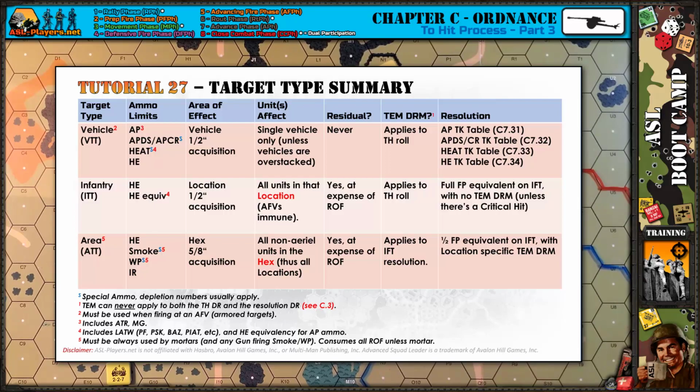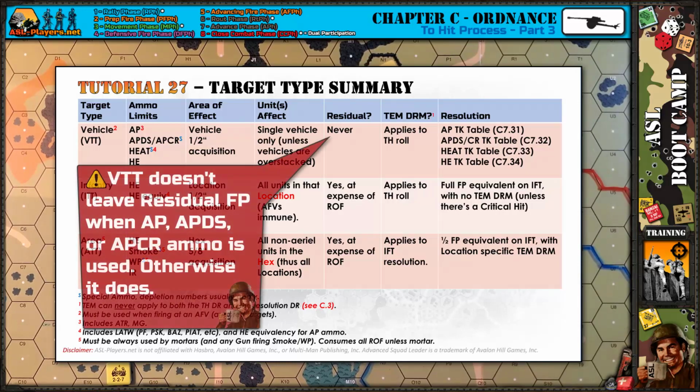The area of effect is a single vehicle. Now, depending on what type of ammo you're firing and whether that vehicle has passenger riders or crew, they could be affected in addition to the vehicle. But no units outside the vehicle in the hex can be affected if you're firing using the vehicle target type. Units affected: single vehicle, unless vehicles are overstacked. If you miss, you could possibly hit another vehicle.